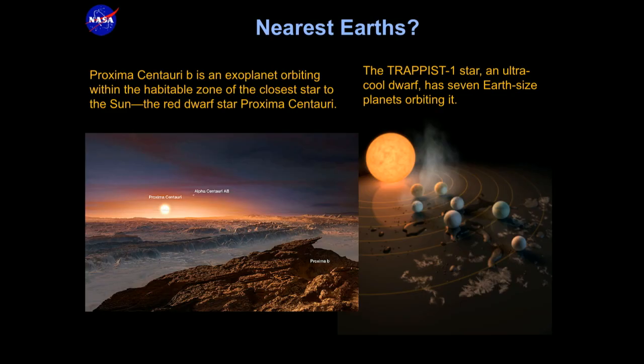In fact, we know of two systems that were just announced recently. So Proxima Centauri B is an exoplanet that could be potentially habitable. And then the TRAPPIST system actually has seven terrestrial-sized planets that are basically clumped in an orbit that's similar to where Mercury is in our own solar system, but around a dimmer star. So they may be habitable as well.